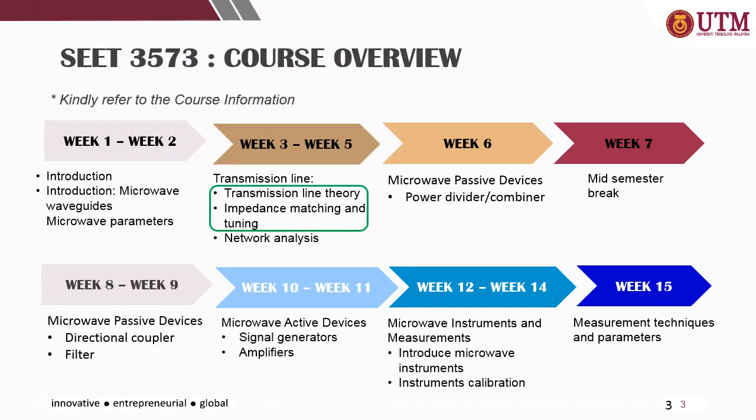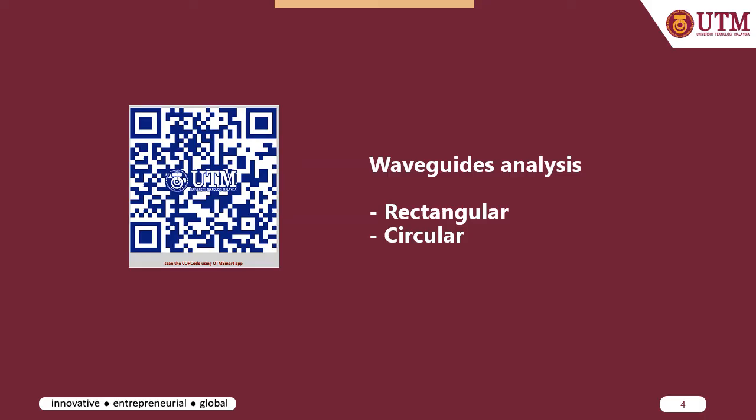Okay, from the lumped element analysis earlier, now we are going to proceed with the analysis of waveguide structure. For this part one, we are going to focus on two types of waveguide, which are the rectangular and circular.